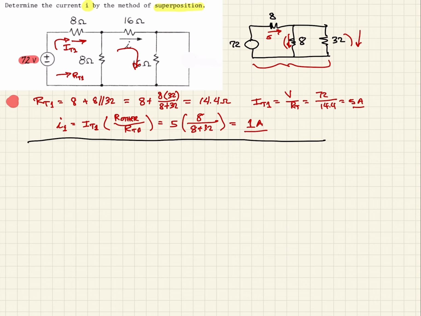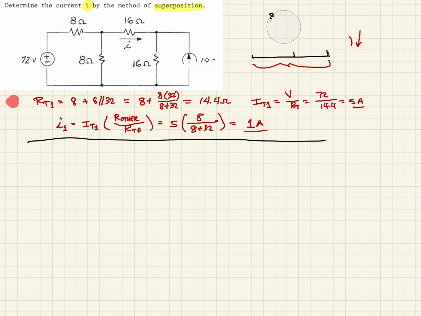Now we want to consider the second source. So in that case, that'll be the 18 amp source. So when we do that, the voltage source now shows up as just a short circuit. So we can modify our diagram up here now. So we'll take the voltage source out, and then we'll draw this as a short circuit across here. So we just short it out. So this is what our new circuit would look like.